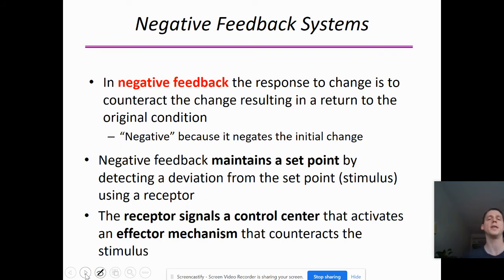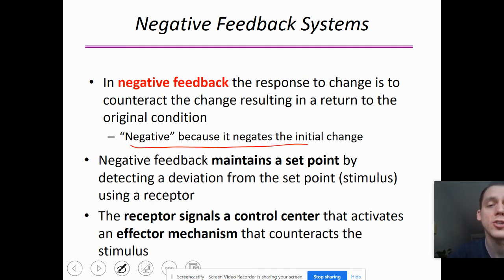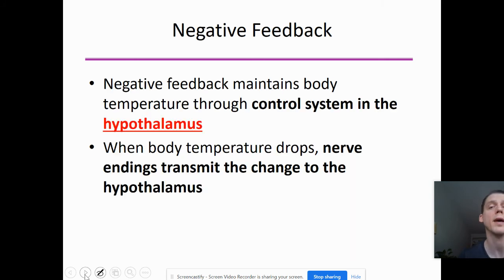So let's review negative feedback first. Negative feedback, the response is to counteract the change, to return it to its original condition. So negative because it negates the initial change. So just like our thermostat example, that is negative feedback.